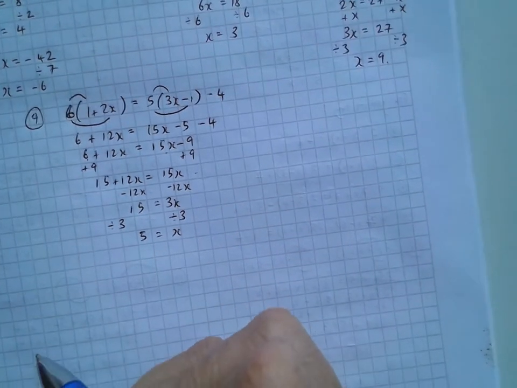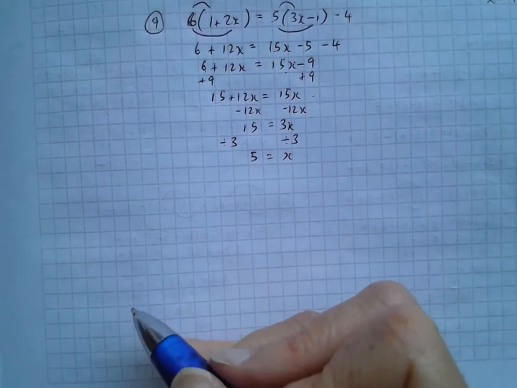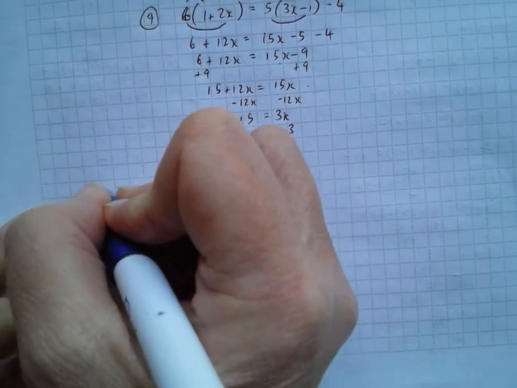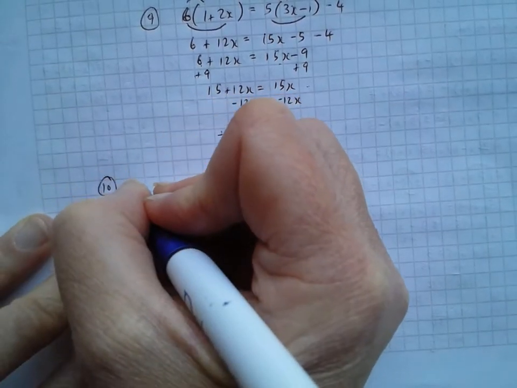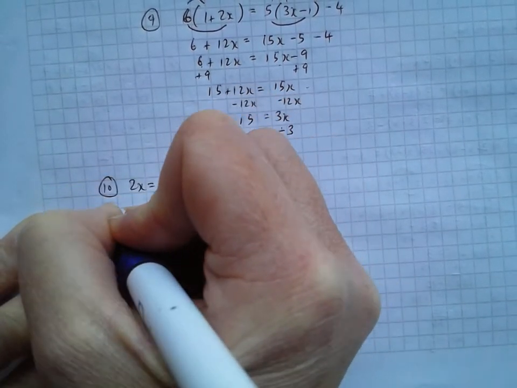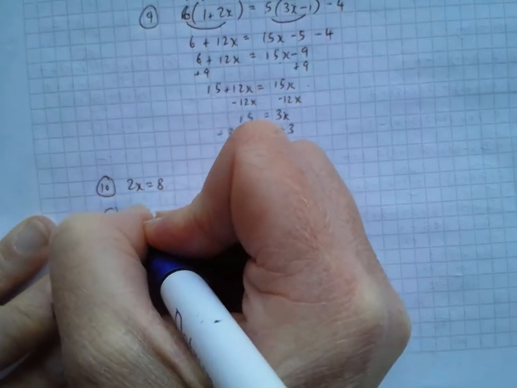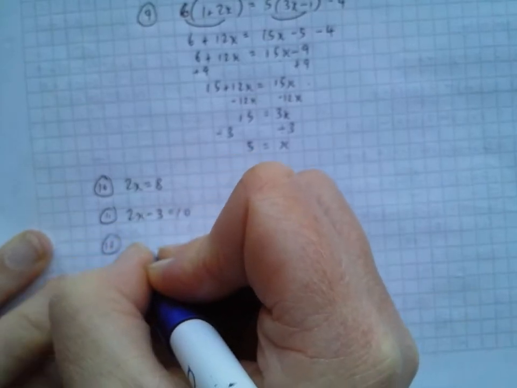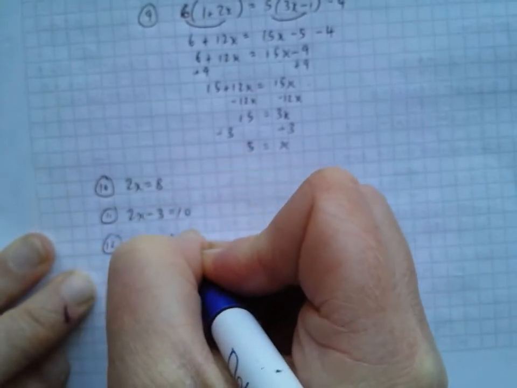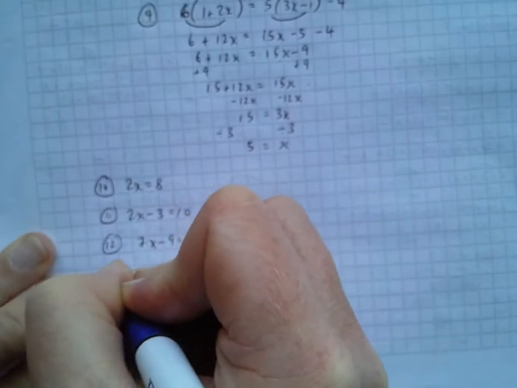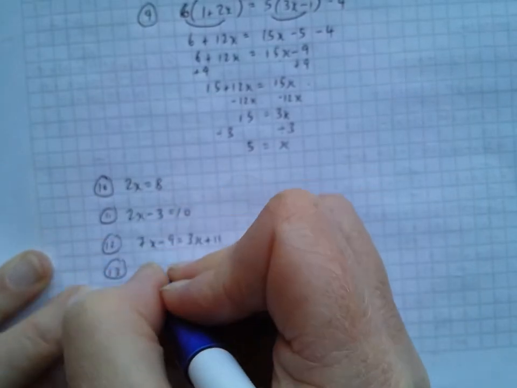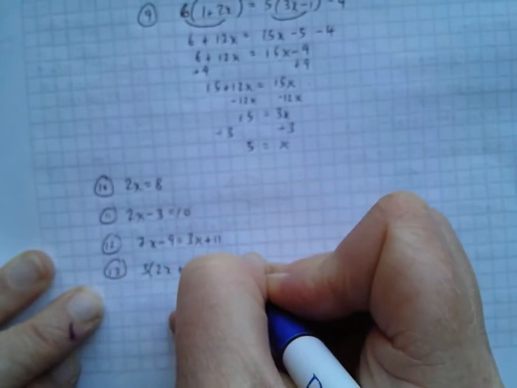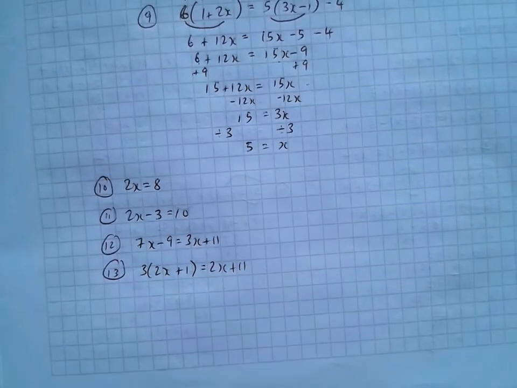Okay, here's a couple for you to try very quickly, and then I'll work them through. So we're on question 10. Let's say question 10 is 2x is equal to 8. Question 11 is 2x minus 3 is equal to 10. Question 12, let's say 7x minus 9 is equal to 3x plus 11. And question 13, let's say 3 by 2x plus 1 is equal to 2x plus 11. So pause the video and try those.